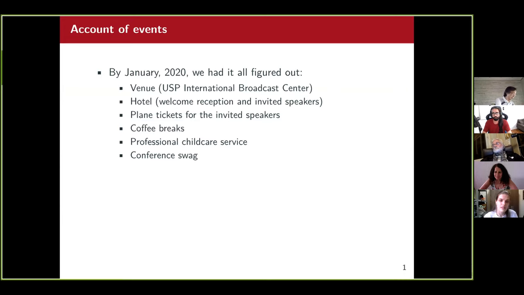And we had this very nice place that was going to provide us food for the coffee breaks. We were going to provide professional childcare service so the parents could relax and attend the conference. And there was even a moment where we thought we were going to have to give some small hand sanitizer holders and masks in the conference bag.